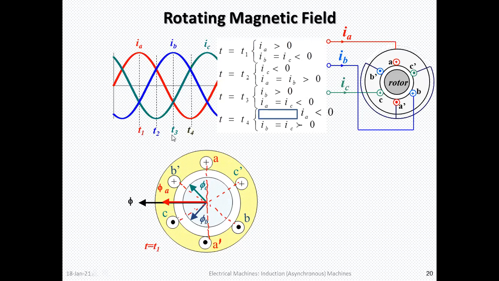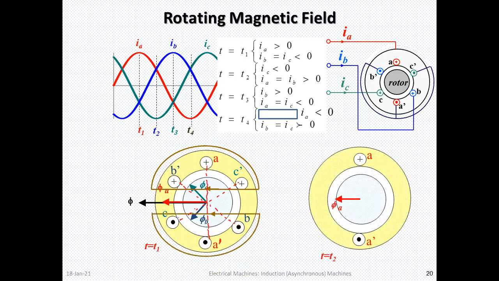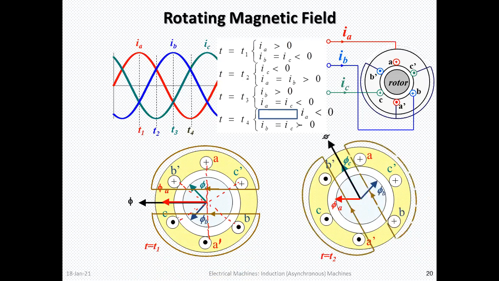Similarly, we can draw for the times T2 and T3. So for T2, it is drawn like this. We can draw for T2 also, and similarly for T3 and T4 we can also draw. Here the resultant flux is flowing in this direction, and here it is in the C direction, because during the time T2 the maximum value of current is in phase C.